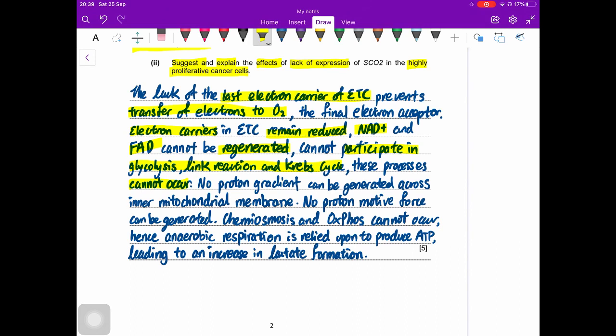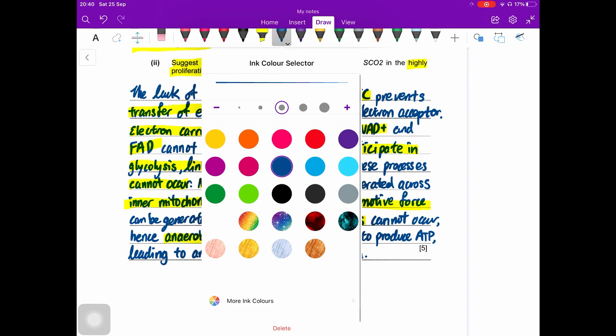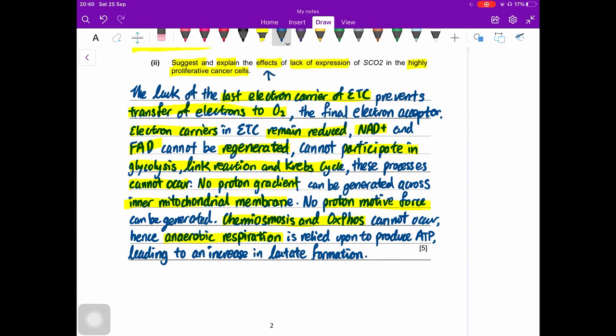So if these processes do not occur, and if oxidative phosphorylation does not occur, there is no proton gradient formed across your inner mitochondrial membrane. There's no proton motive force that can be generated. Chemiosmosis and oxphos cannot occur. Therefore, we rely now on anaerobic respiration. And because anaerobic respiration is relied upon, because they were asking for effects here, it will now lead to an increase in your lactate formation.